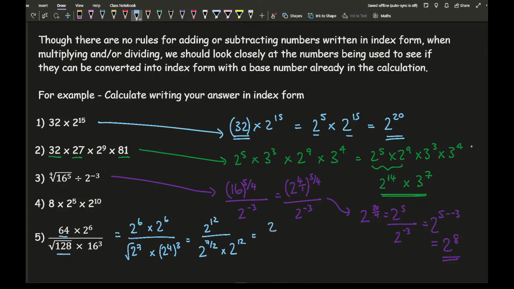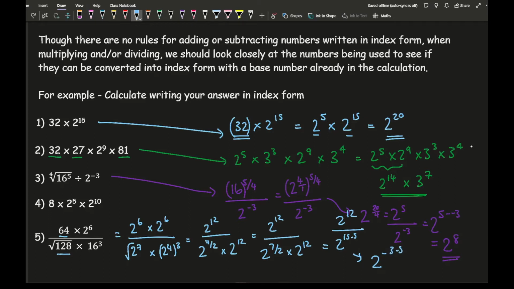So here I've got 2 to the power 12 over 2 to the power of 7 over 2 times 2 to the power 12. Now with this, what I could do is simply add the powers. So here that would give me 3.5, so it'd be 2 to the power of 15.5 if I was to write it as a decimal, and 2 to the power of 12, and that then becomes 2 to the power of minus 3.5.